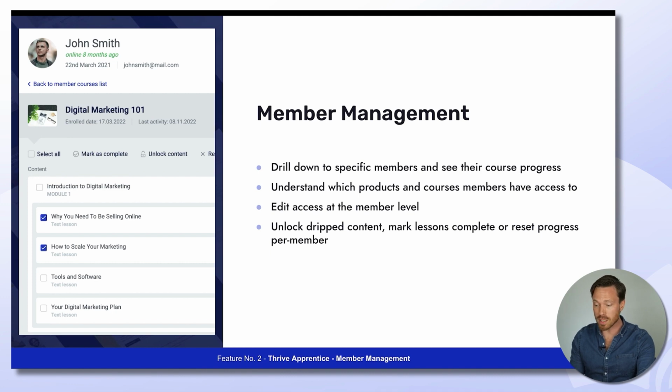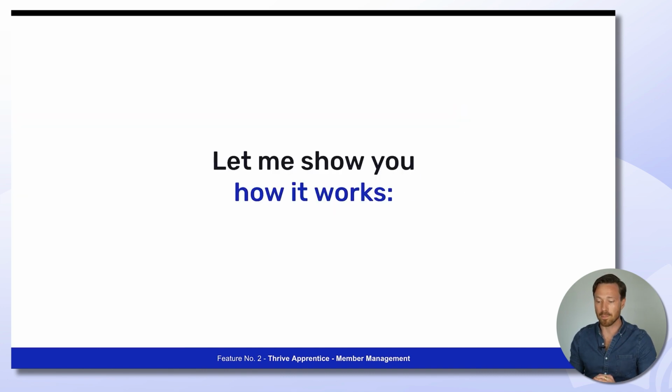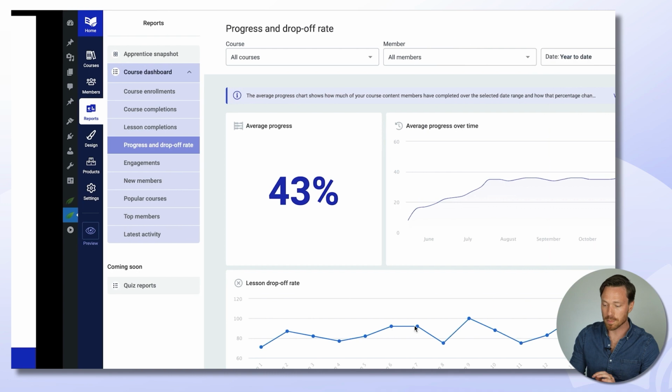You want to know what their progress is, you want to see what products and courses they have access to, and as an administrator, you should be able to edit their access at the specific member level, not just to the courses they have access to, but you can unlock dripped content for those specific students, you can mark lessons complete, or you can reset their progress without interfering with the experience of any other students. This is a really impressive new feature that helps you as a course creator get more from your online course platform. Let me show you how it works.